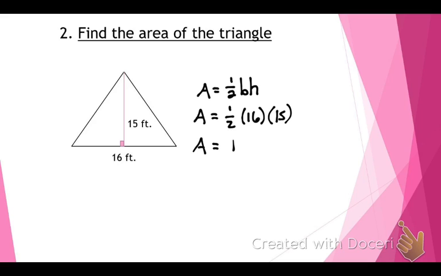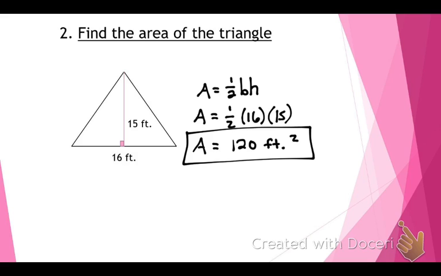120 feet squared. All right, why did you have to say squared feet? Because we're finding the area. Anytime the answer is asking you for the area, you always want to square it. So great job remembering that. Any questions on how to do number 2?